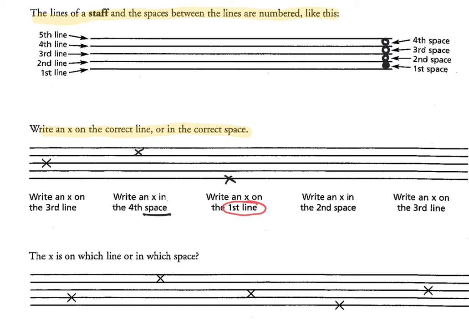Next one says write an X in the second space. So where's the first space? Here's the first space. Oop, there's the second space. That's where I want my X to be, okay? And last but not least, this one says write an X on the third line.